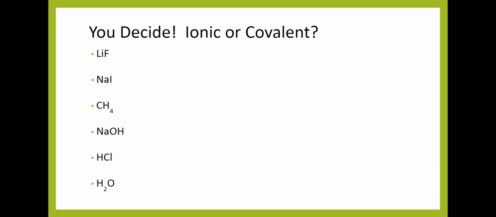Okay, so let's do a quick review. Looking at these chemical formulas, are these compounds ionic or covalent? So remember, we want to think about whether they have metals or nonmetals in them or a combination of the two of them. So go ahead, pause the video, try and think through what these would be, and then go ahead and hit play when you're ready to check your answers.